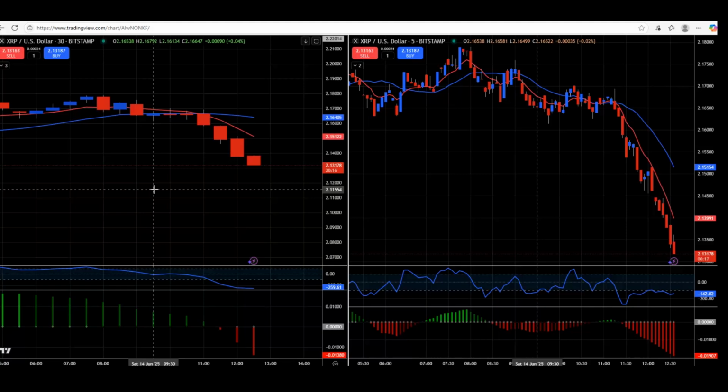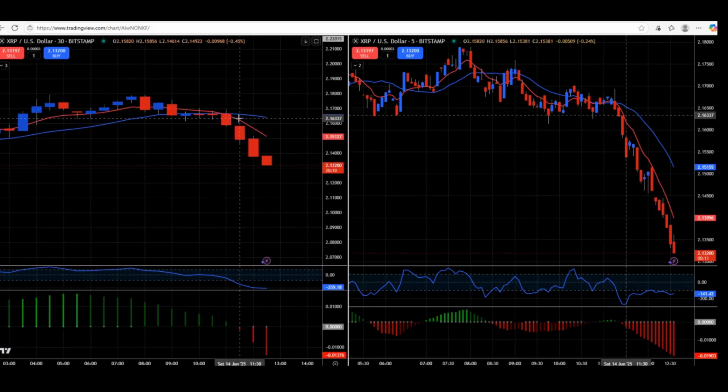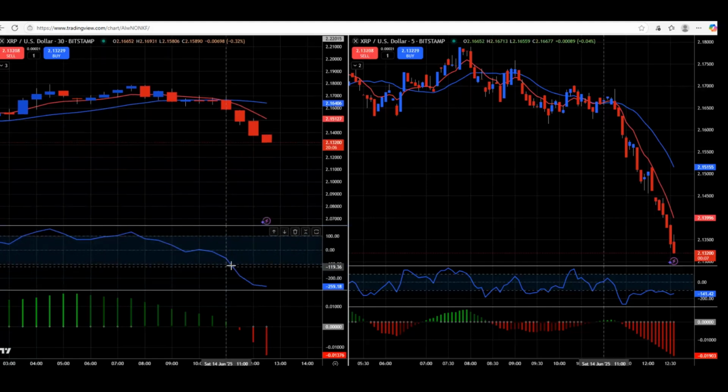So as we can see on the 30-minute chart, price closed below the 8-period EMA, and also we have the CCI where the line went below the negative 100 line.